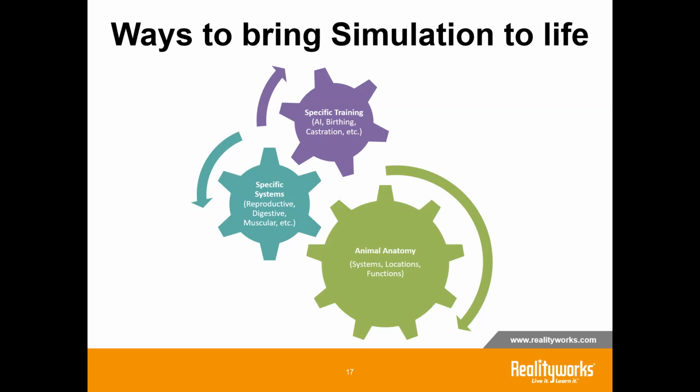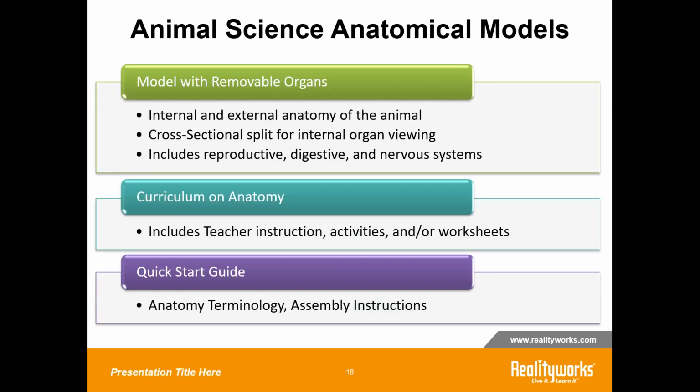And so it can go from a very broad range of animal anatomy to specific focuses and systems, to then specific training as well. All this helps bring simulation to life, but it helps your students engage and learn through using simulation. Now, in our world, we have some just amazing animal science anatomical models. Every single model that we have includes removable organs, allowing students to take the organs out of the body. It is a cross-sectional split of these organs so they can see inside, be able to understand.